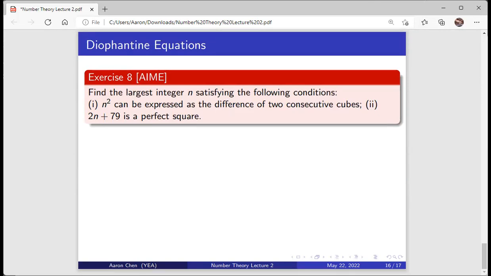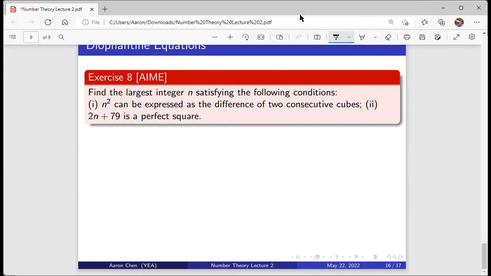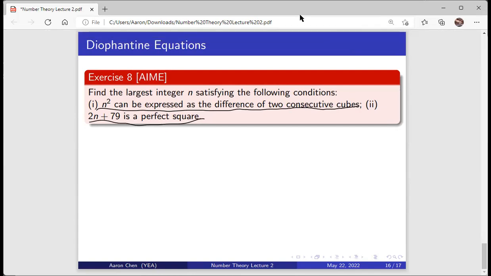So now let's look at this last question. I want to find the largest integer n that satisfies the fact that n squared is the difference of 2 consecutive cubes, and 2n plus 79 is a perfect square. So n squared is equal to m plus 1 cubed minus m cubed. And so this is equal to 3m squared plus 3m plus 1.